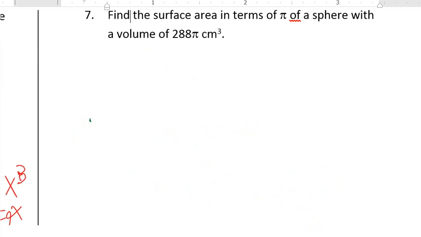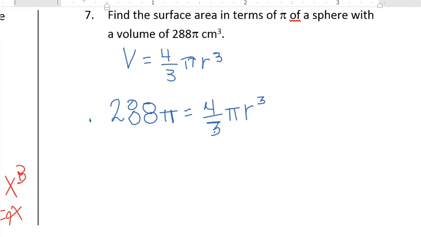Number 7 says find the surface area in terms of pi of a sphere with a volume of 288 pi. I'm going to go ahead and write the equation for volume of a sphere because that's the information that I'm given. Okay, so here to solve for the radius, we're going to divide both sides by 4/3 and by pi. Now remember, when you divide by 4/3 and pi, make sure you put that in the parentheses. If not, the calculator is going to think that you only want to divide by the 4/3 and not the pi. Alright, so now we're left with r cubed is equal to 216.